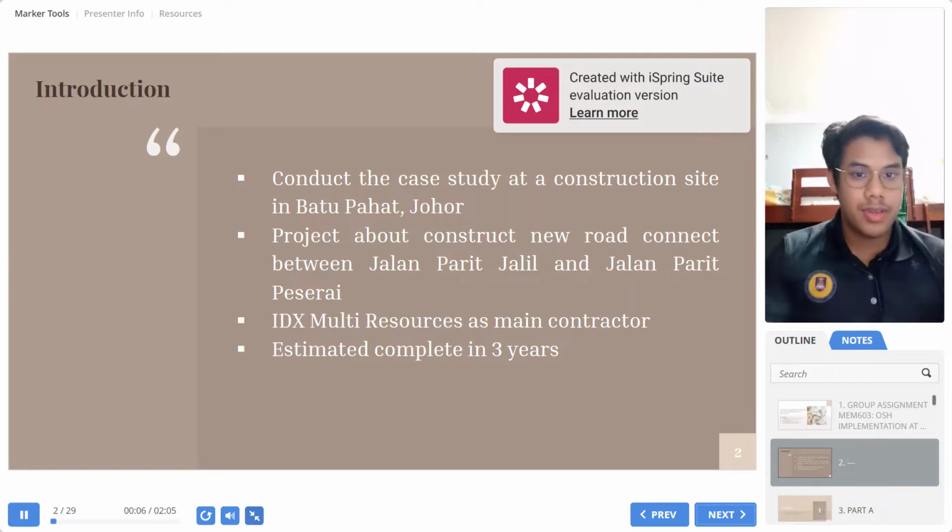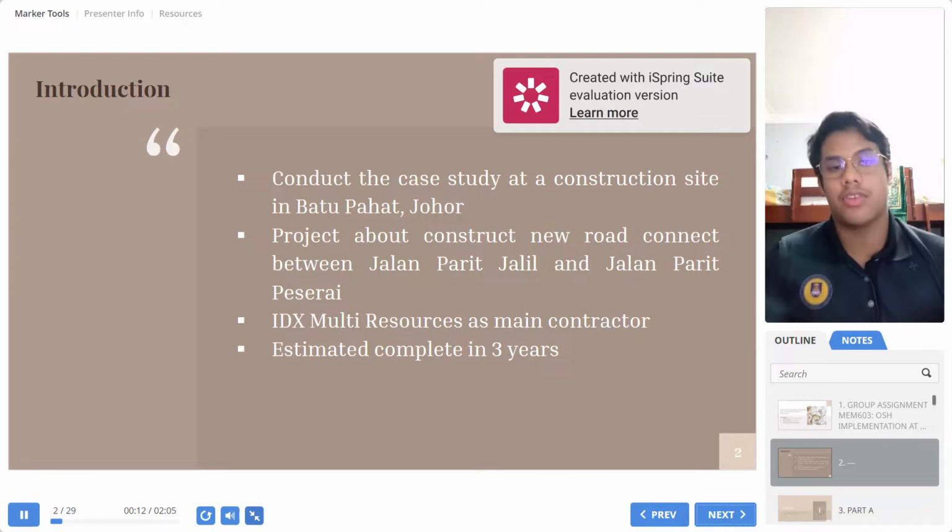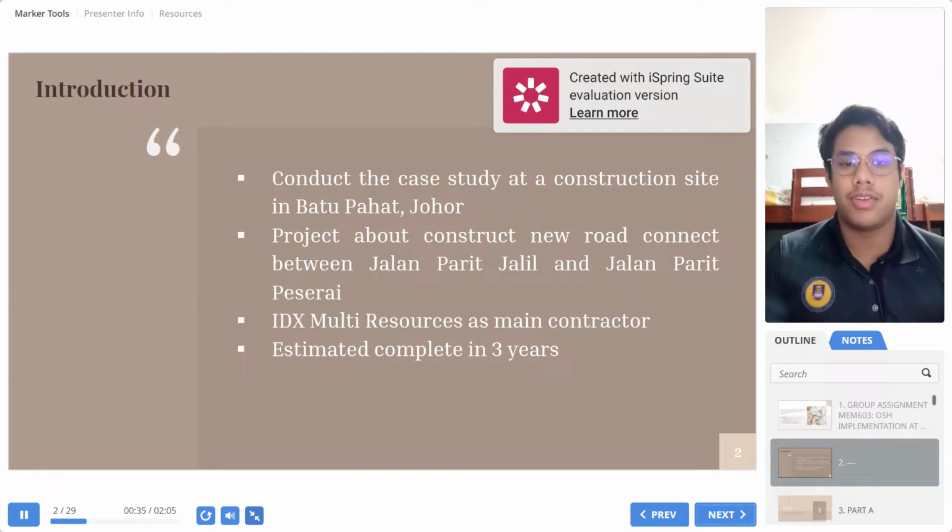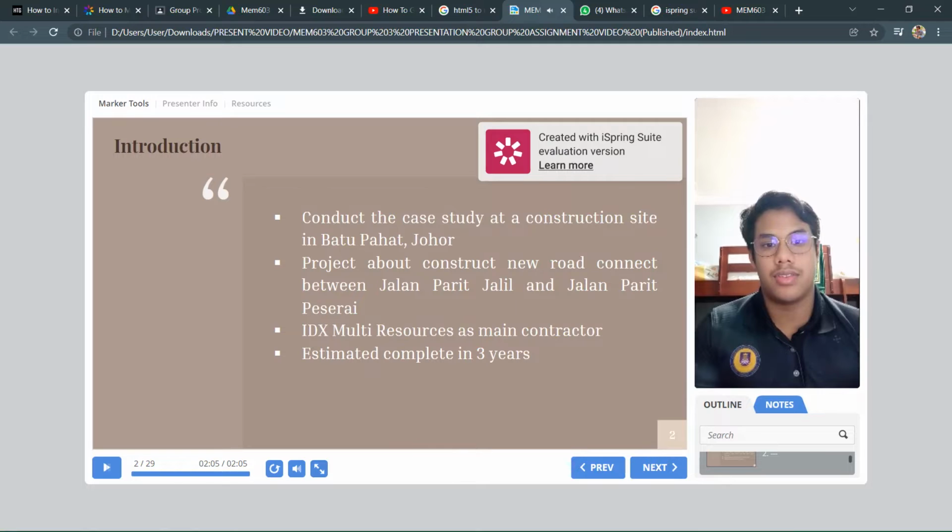For our case study about OSH implementation in the industry, we decided to make a case study at the construction site at Batu Pahat, Johor. This project is to construct a new road that connects Jalan Parit Jalin and Jalan Parit Serai, both located in Johor. It has been assigned to IDS Material Resources Sdn Bhd Company as the main contractor, assigned by Kementerian Pembangunan Luar Bandar and supervised by the Jabatan Kerja Raya JKR.